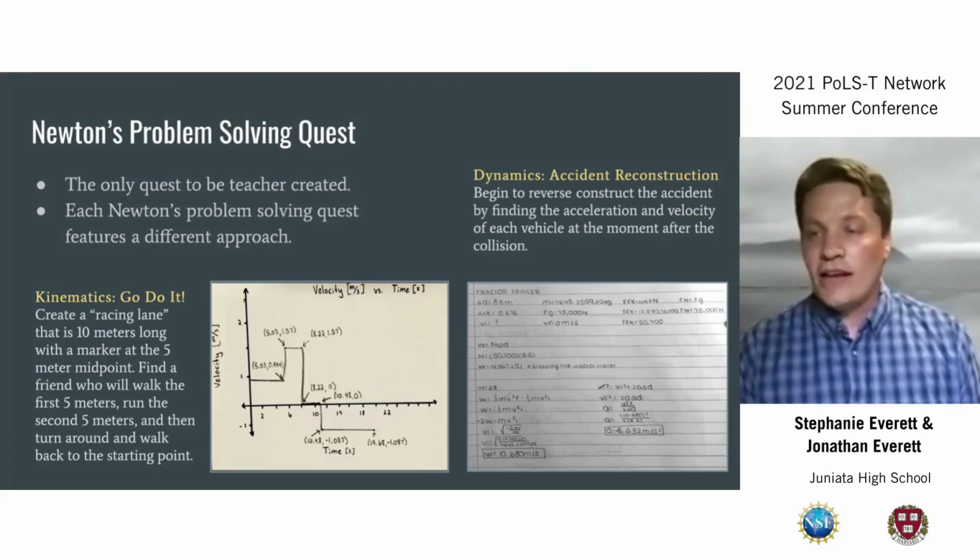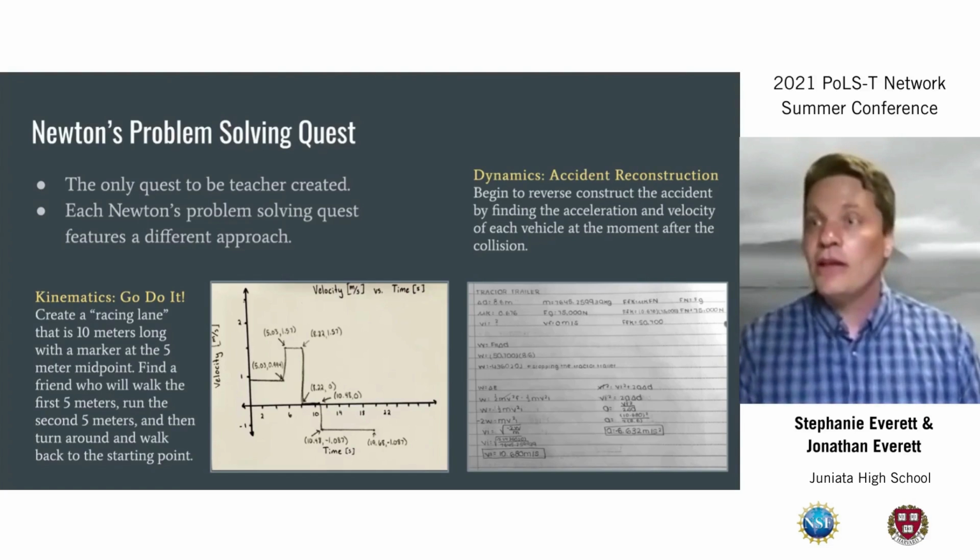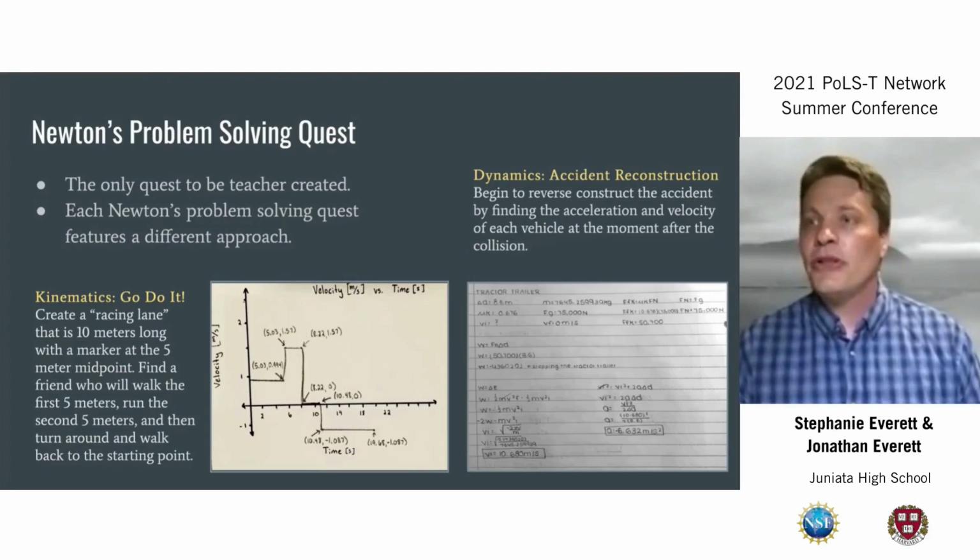And then the second example, over on the right-hand side, is the dynamics quest at the end of the dynamics section on accident reconstruction. In this particular Newtonian quest, we asked the students to role play being the physics expert that has been called in by a judge to provide some empirical evidence for an accident that occurred, utilizing their knowledge of physics. And what they start with at the beginning of this quest is just the data that the police provided them after the collision had occurred.